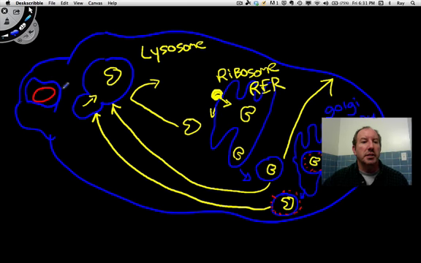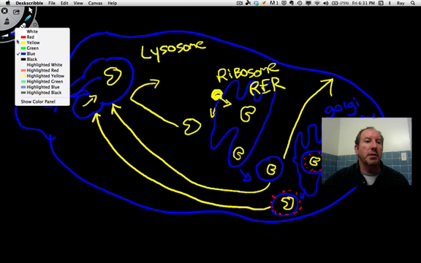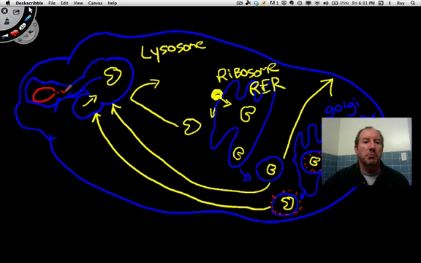to be digested. This is then going to fuse with the lysosome, and when it fuses with the lysosome, you guessed it, the membranes fuse together like this, and the hydrolytic enzyme comes over here and breaks down the bacteria into little tiny monomers, and then that is able to exit the lysosome.